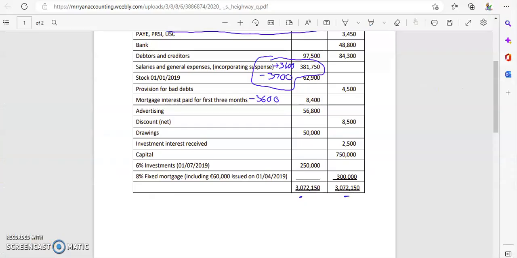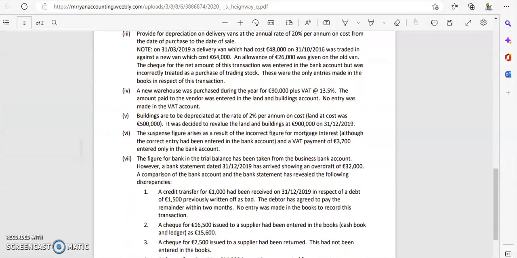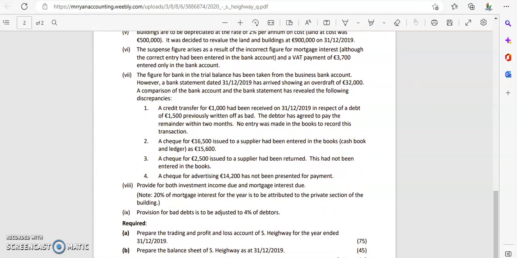So that's your adjustment for your investment income and for your mortgage interest. That's adjustment 8 for the 2020 paper, S Heighway.